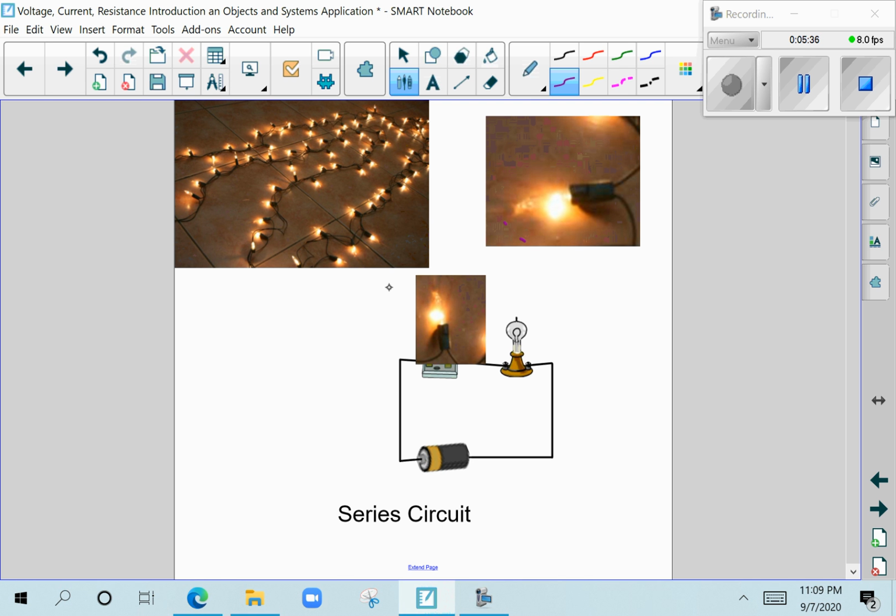So for a series circuit, everyone is connected directly to one another. The electricity that flows through one is the electricity that flows through all. And if one does not work, they all do not work.